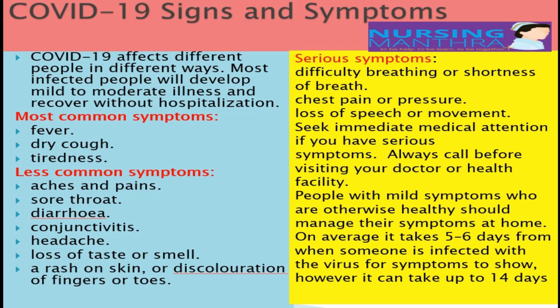Serious symptoms are difficulty breathing or shortness of breath, chest pain or pressure, loss of speech or movement. Seek immediate medical attention if you have serious symptoms. Always call before visiting your doctor or a health facility. People with mild symptoms who are otherwise healthy should manage their symptoms at home. On average, it takes 5 to 6 days from when someone is infected with the virus for symptoms to show. However, it can take up to 14 days.